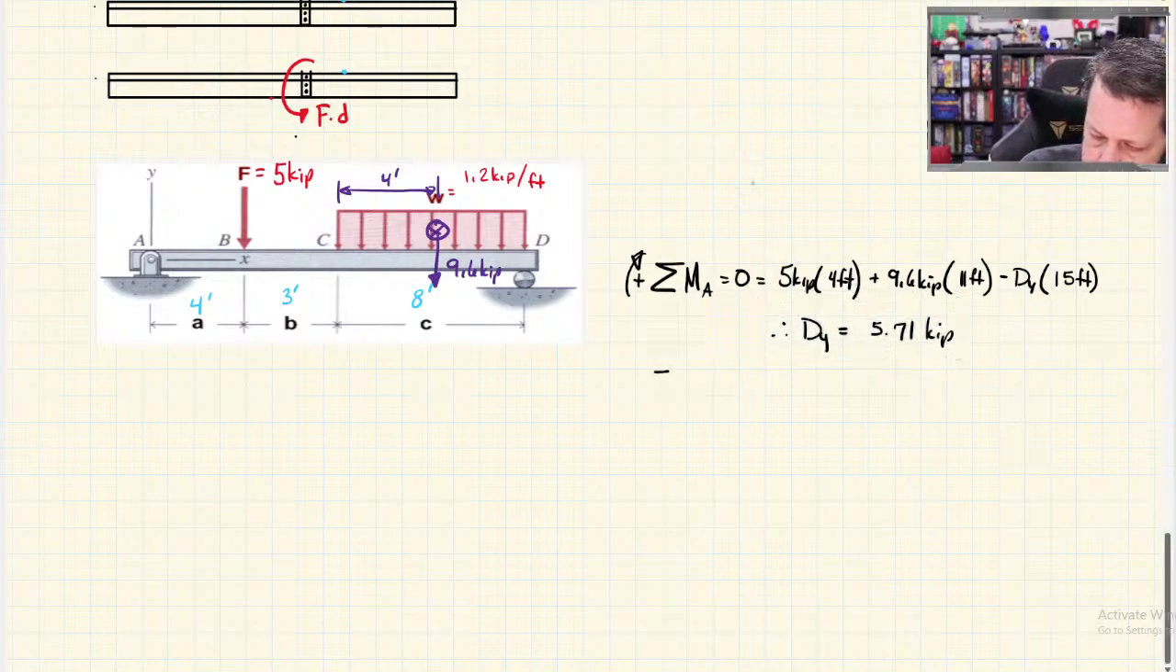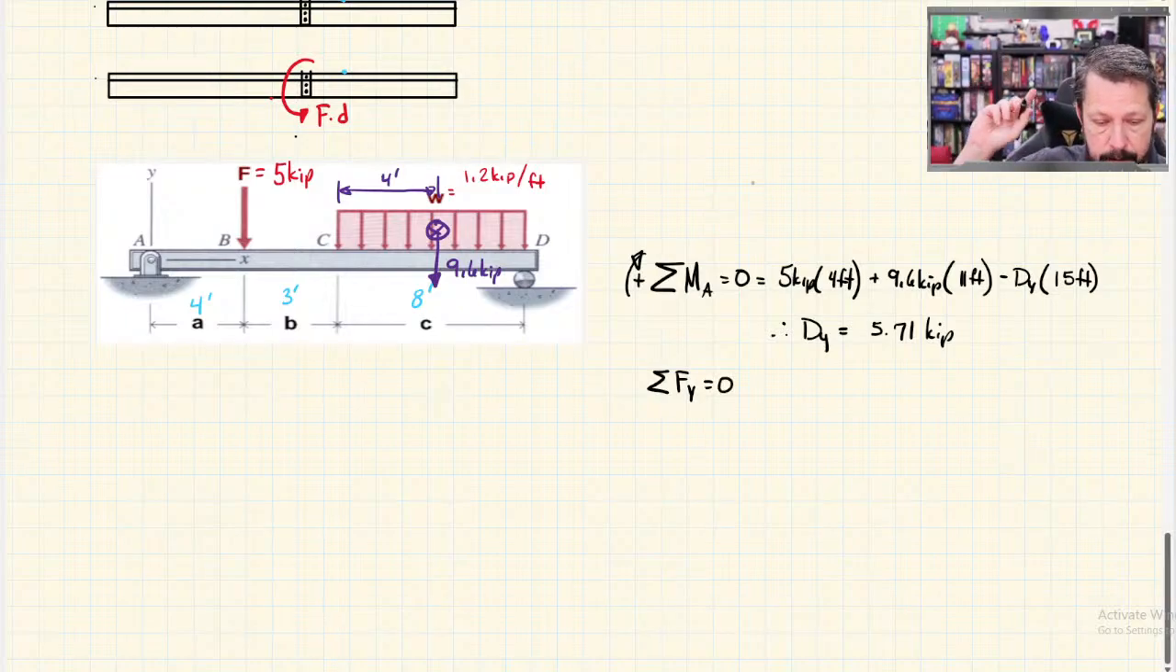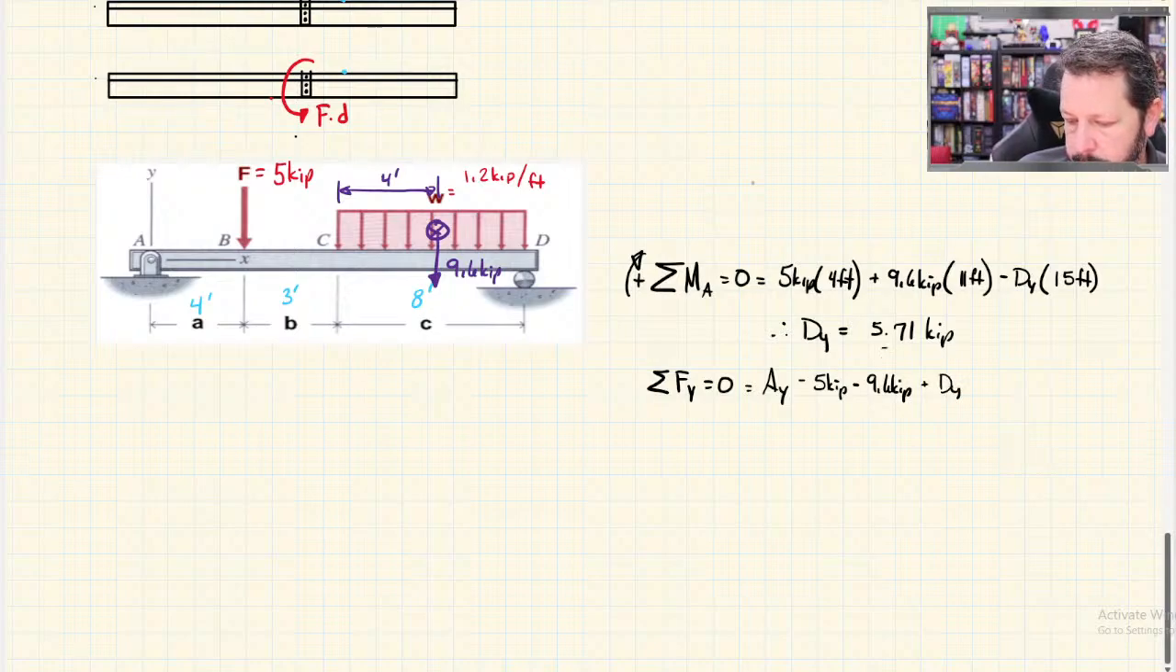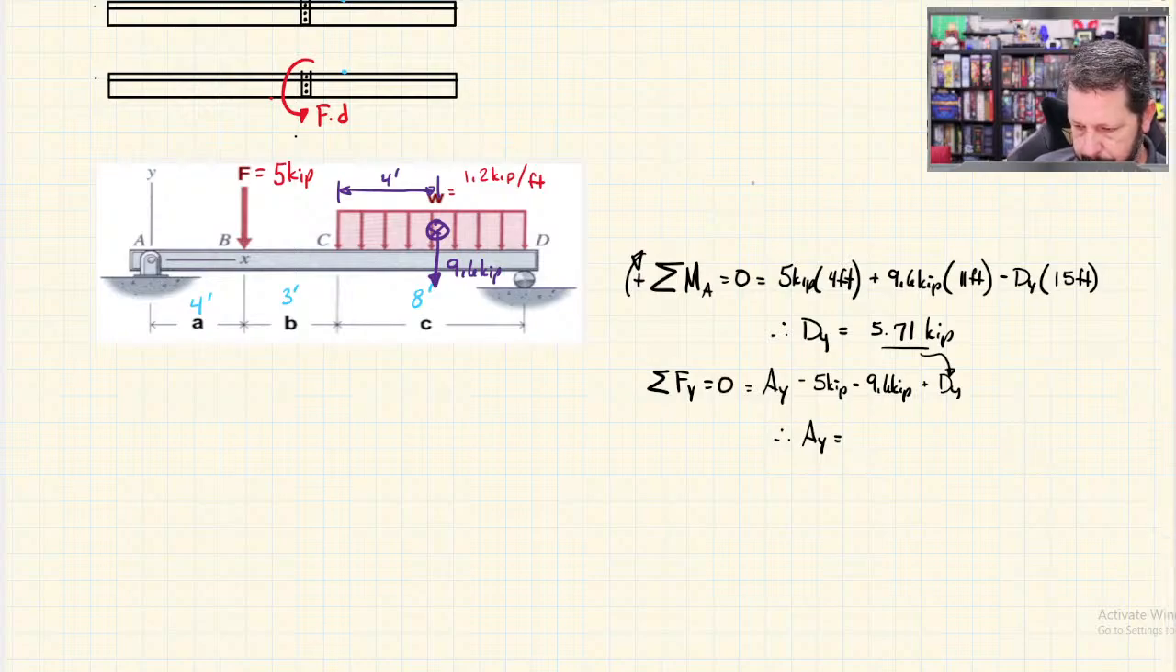And then summation of forces in the y direction. I'm assuming y is positive if it goes upwards. So I've got AY, minus 5, minus 9.6, plus DY, which we just found to be that number. I'm assuming DY points upwards, equals 0. So therefore AY is equal to 8.89.